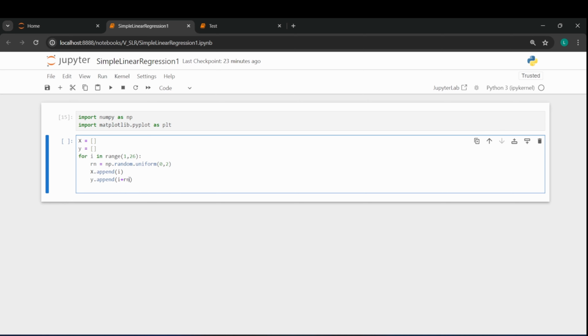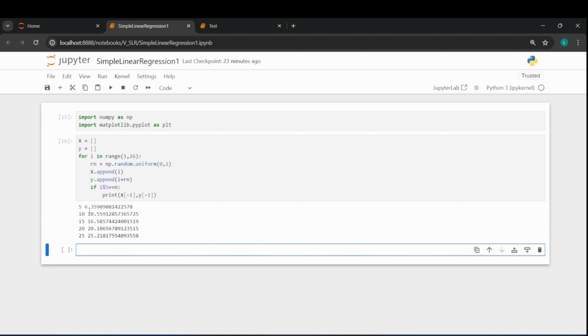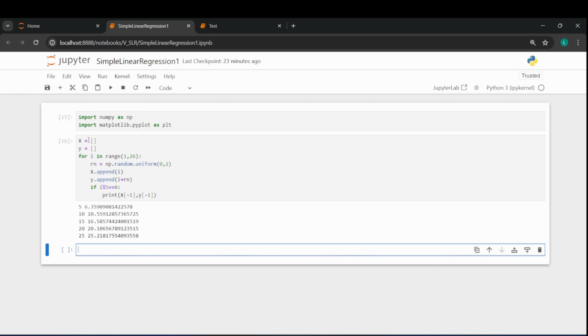Now let's print some data to see how our dataset looks. Okay, this is how the data looks. So to make 5 objects it's taking 6.35 units of time, and to make 15 objects it's taking 16.58 units of time, and to make 25 objects it's taking 25.21 units of time. So the data looks good. Now I'm going to convert this x and y list into a numpy array.